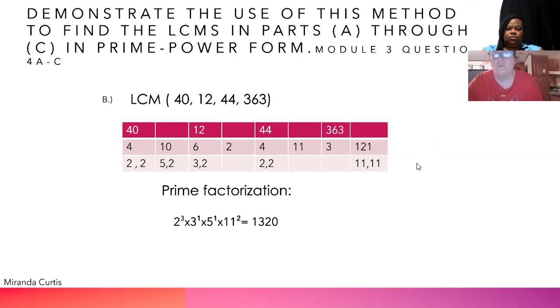Now we're going to go to our next number. We already have 1 3, but look, we have another 11. So we have to bring it down. So that leaves us 2 to the third times 3 to the first times 5 to the first times 11 to the second equals 1,320. Miss Dominique, demonstrate the use of the method to find the LCM in our next part C.